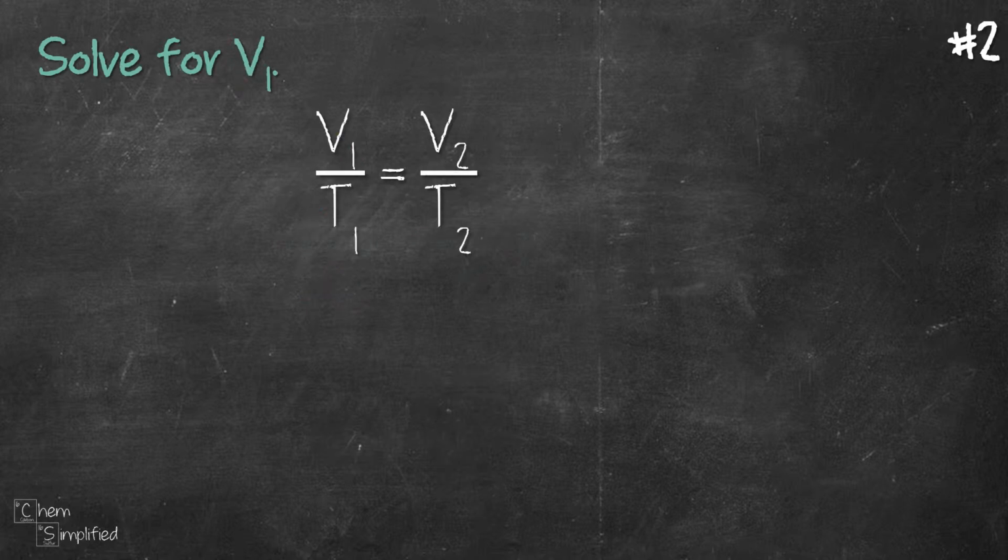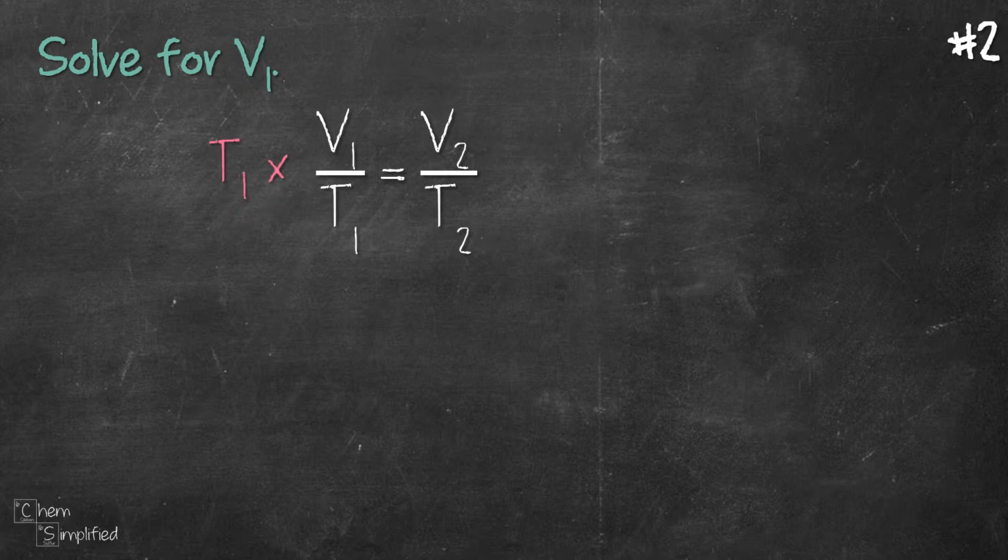Let's look at this next example. It's Charles' law. V1 over T1 equals V2 over T2. We're supposed to solve for V1, and T1 is in the way on the left hand side. So we need to move it so that we will have V1 all by itself. The relationship between V1 and T1 is division. So in order to get rid of T1, we will need to do the opposite, which is multiplication.